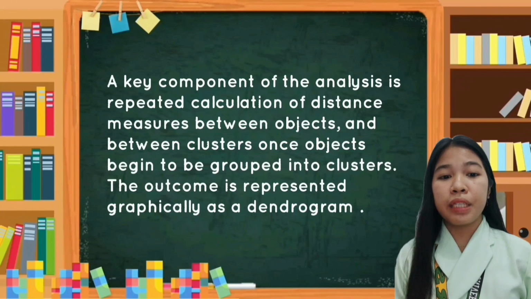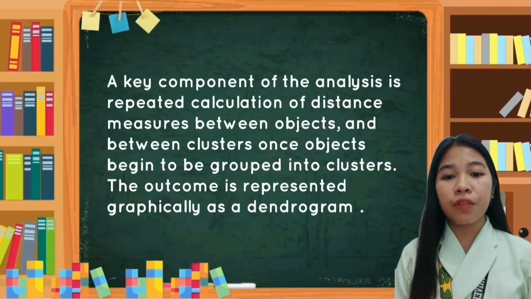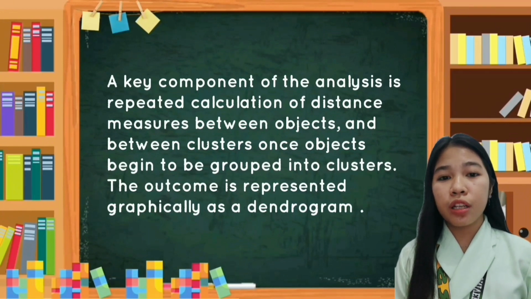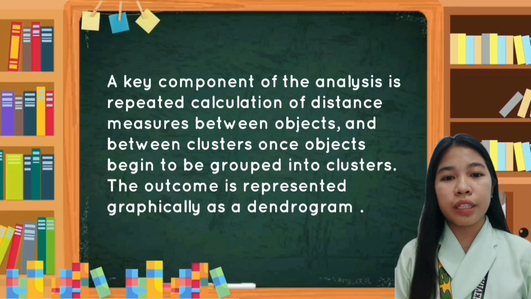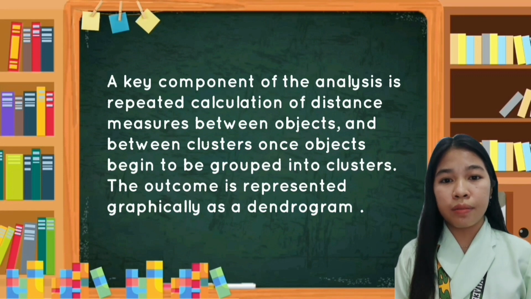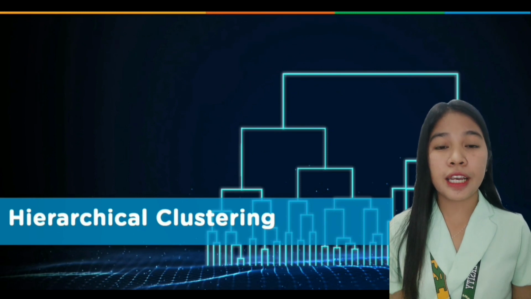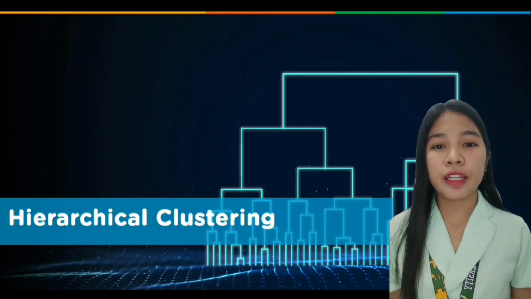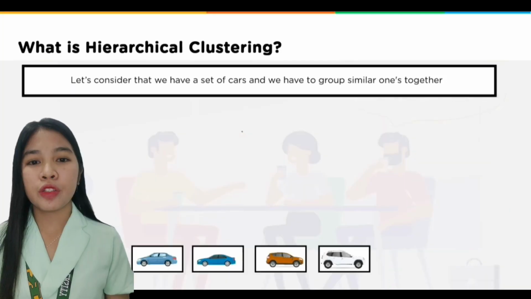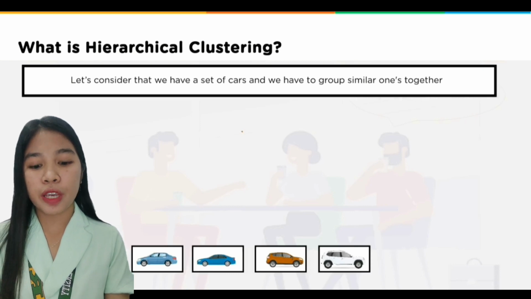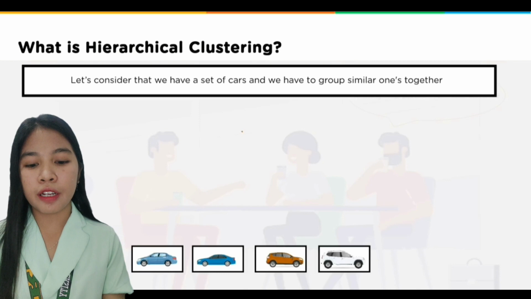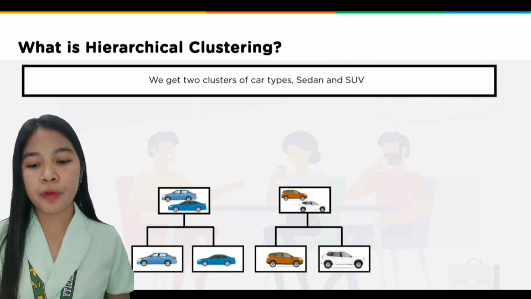So this simply means that the endpoint is a set of clusters where each cluster is distinct from each other cluster, and the objects within each cluster are broadly similar to each other. For you to know what hierarchical clustering analysis means, I'll show you an example here. So let's consider that we have a set of cars here, and we want to group similar ones together.